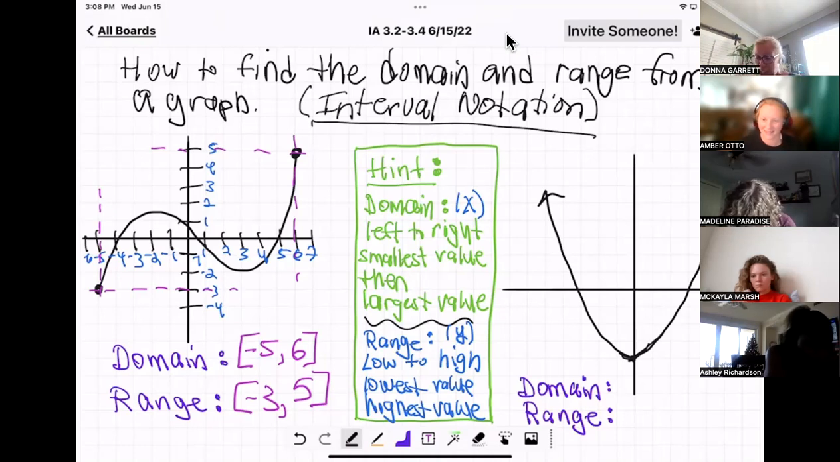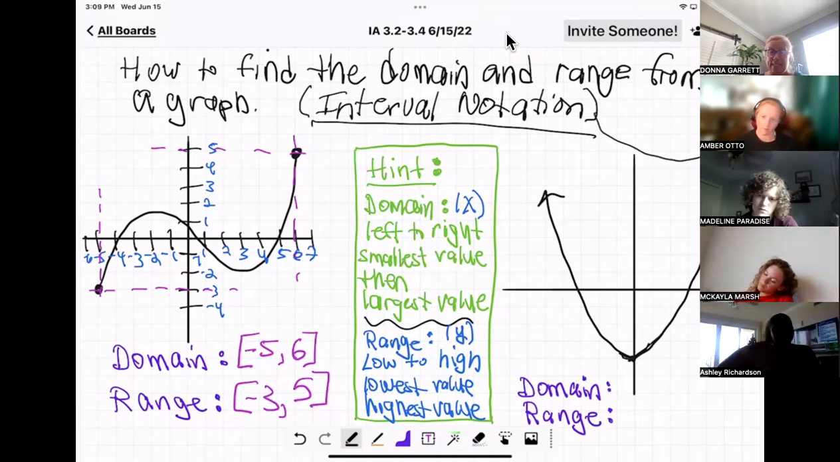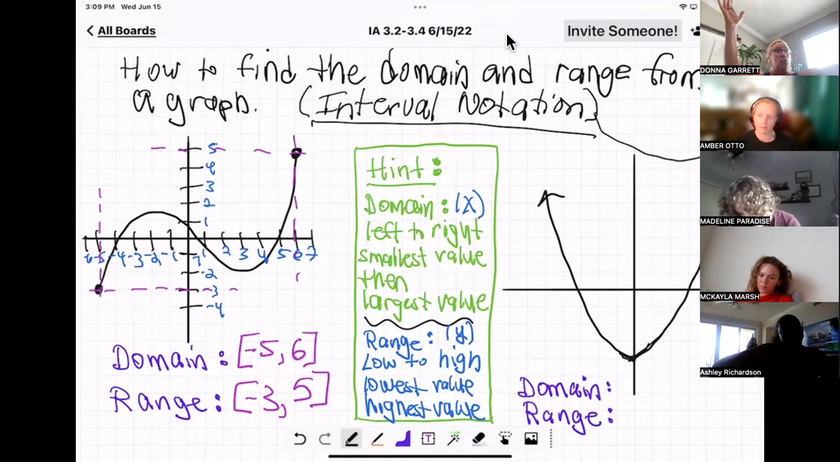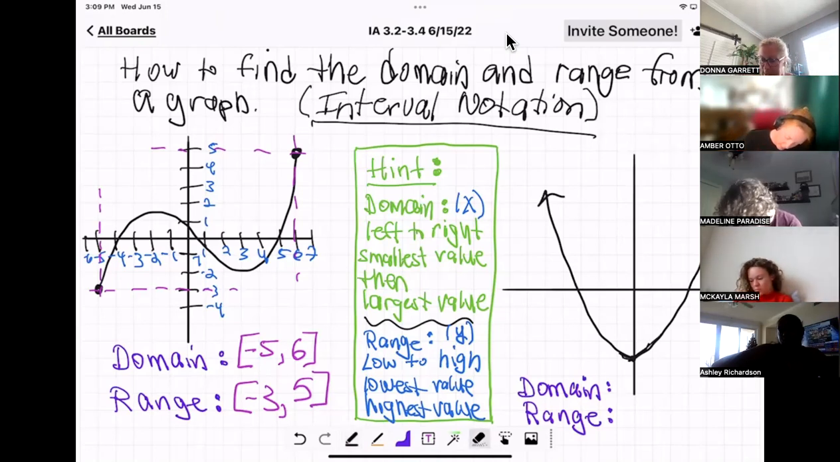Okay, so now domain, left to right. We have arrows going left to right, right? A parabola is going to, I'm going to over-exaggerate, get wider and wider as it keeps going. It's going to go up, and it's also going to get wider. That's a parabola. It doesn't go straight up. So that means there is no smallest x and no largest x, which means everything is the answer: negative infinity to infinity.